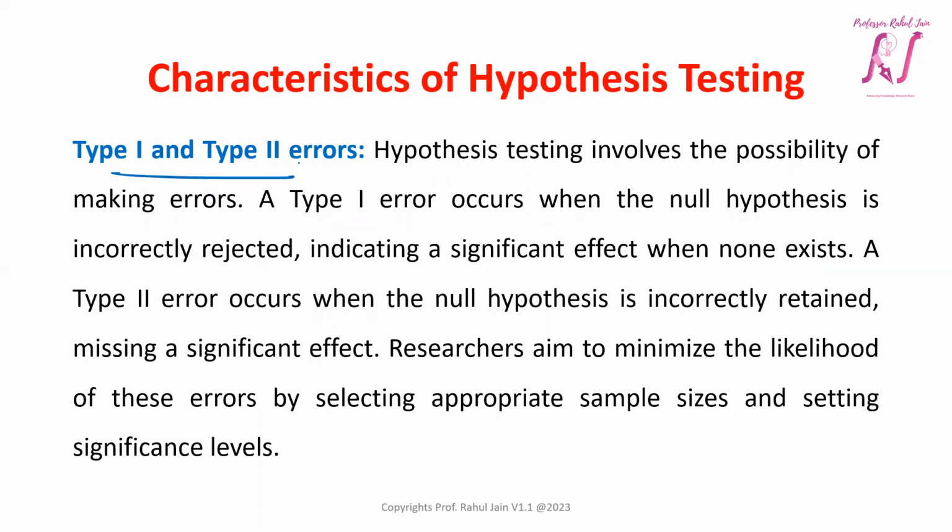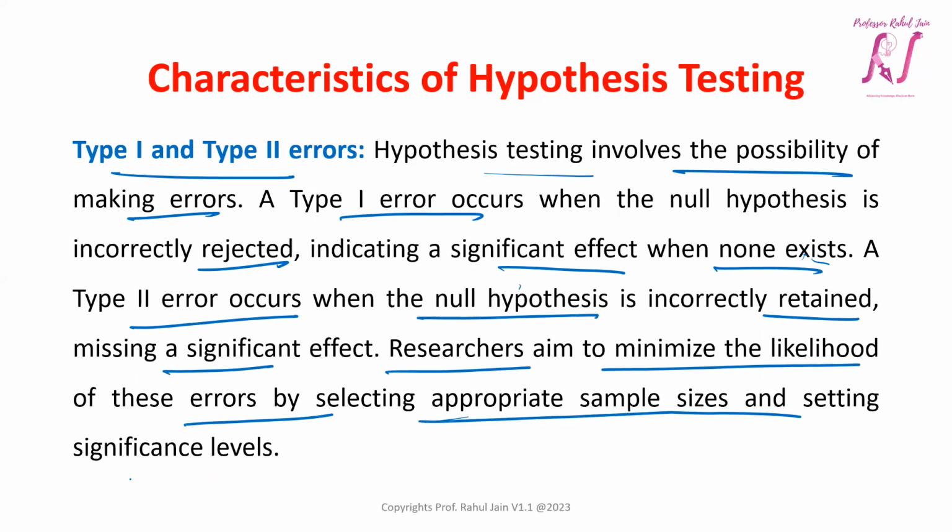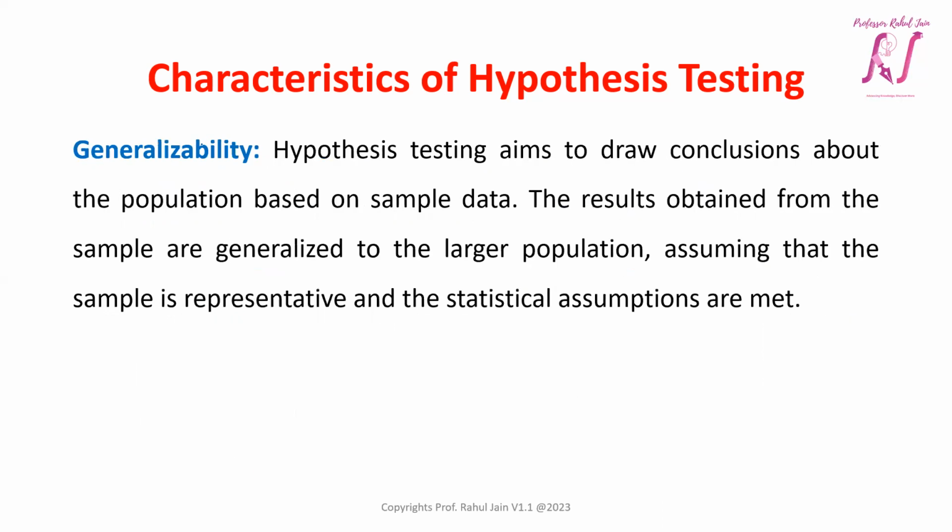Type 1 and type 2 errors. Hypothesis testing involves the possibility of making errors. A type 1 error occurs when the null hypothesis is incorrectly rejected, right? That is a type 1 error, indicating a significant effect when none exists. A type 2 error occurs when the null hypothesis is incorrectly retained, missing a significant effect. Researchers aim to minimize the likelihood of these errors by selecting appropriate sample sizes and setting significance levels.